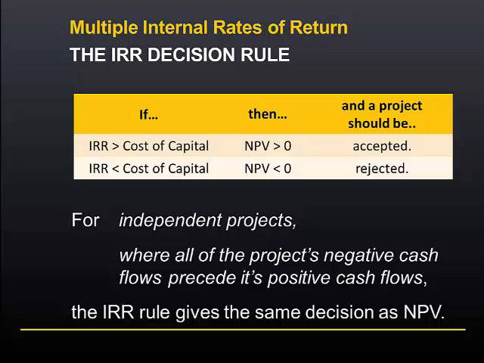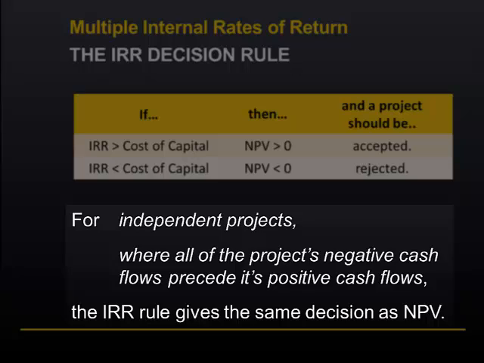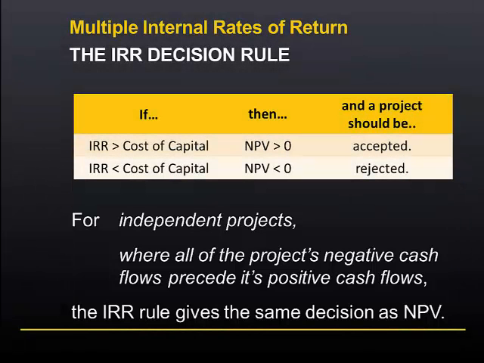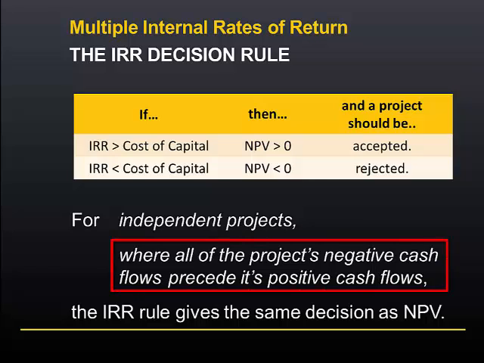We begin this module by again returning to the internal rate of return decision rule. We concluded in that module that for independent projects where all of the project's negative cash flows precede its positive cash flows, the IRR rule will give the same decision as NPV. In this module, we'll focus on this clause in the rule.